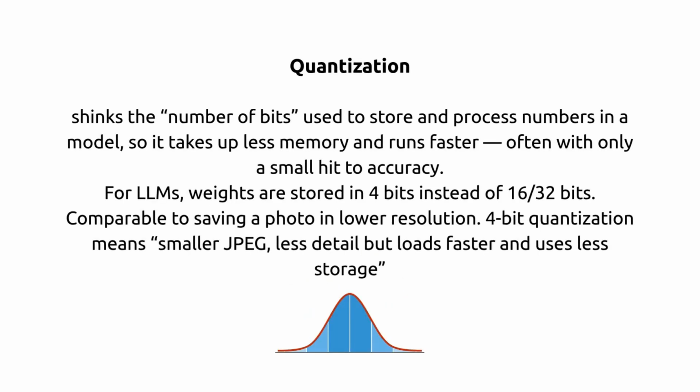This brings us to quantization. Quantization shrinks the number of bits used to store and process numbers in a model, so it takes up less memory and runs faster, often with only a small hit to accuracy. For LLMs, weights are stored in 4 bits instead of 16 or 32 bits. Think of this as comparable to saving a photo at lower resolution. When you save a photo at lower resolution, the image becomes smaller. It might have less detail, but it loads faster and uses less storage.